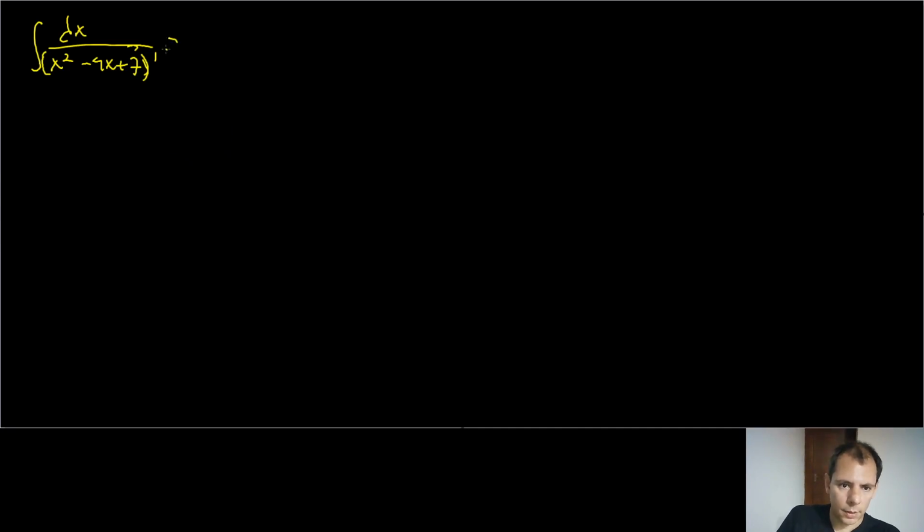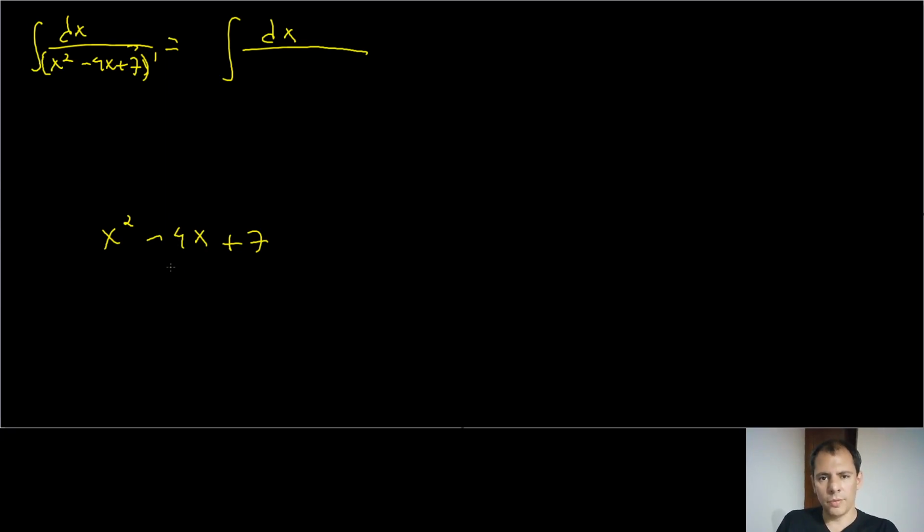So this is going to be equal to the integral of dx, and what I'm going to do is complete the square. So I have x squared minus 4x plus 7. This is the b term. So all you have to do is care about the magnitude, not the sign. So 4 divided by 2 is 2, and you square it. So it's going to be plus 4 minus 4.